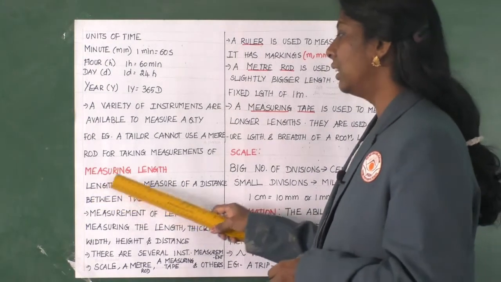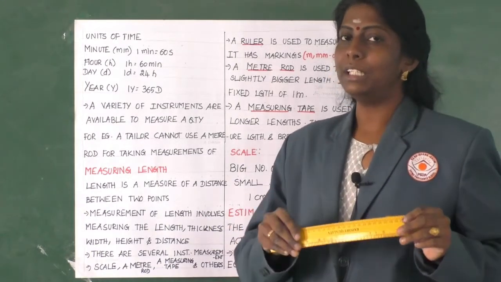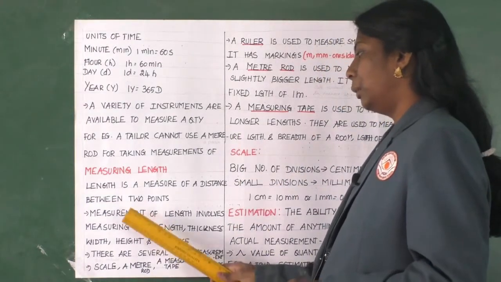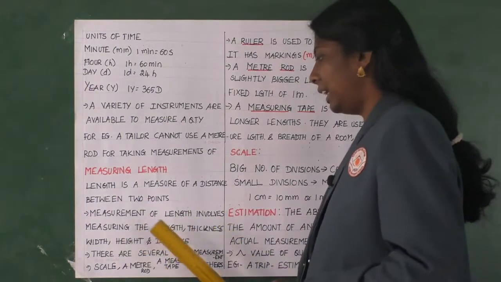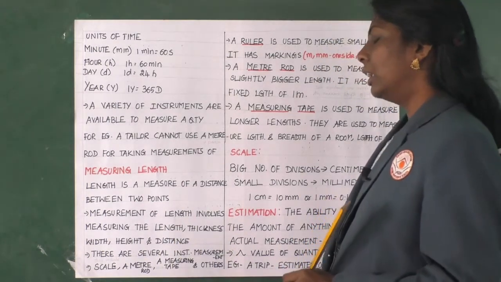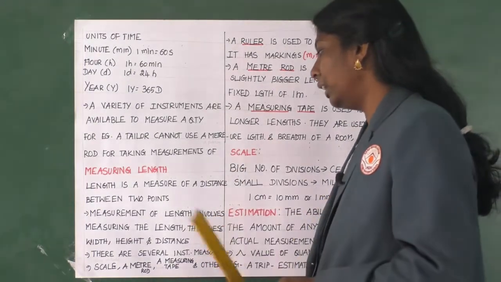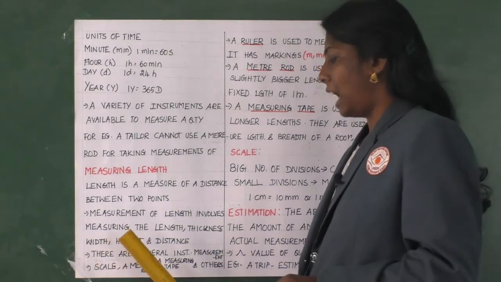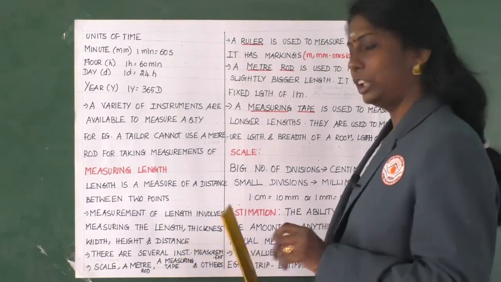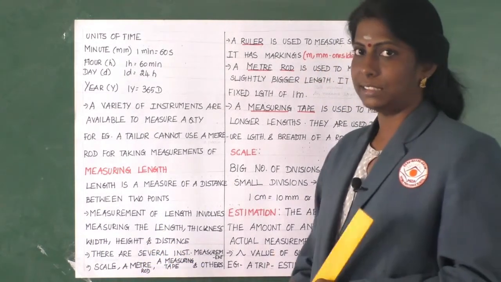Measuring length. Length is a measure of the distance between 2 points. Measurement of length involves measuring the length, thickness, width, height and distance between 2 points. There are several instruments for measurement like scale, meter rod, measuring tape and others.